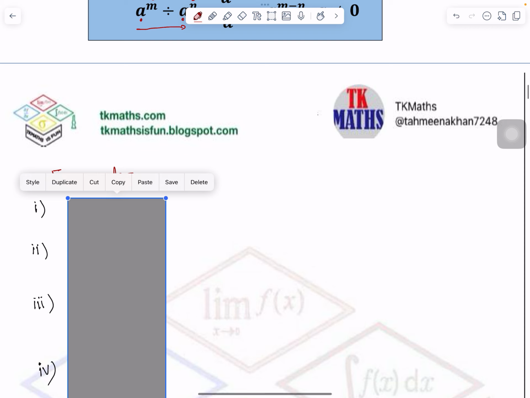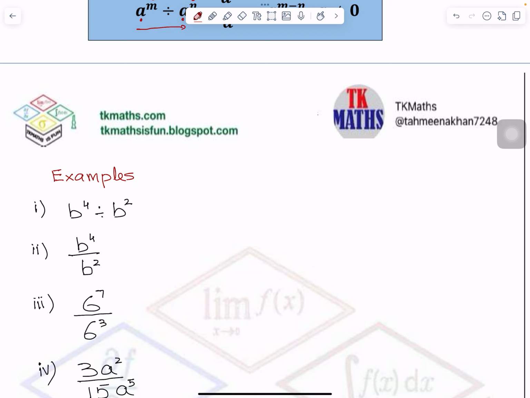Okay, let's see a few examples here. You see the bases are the same, so it means I will do 4 minus 2, which is b square. The same thing can be written like this: b power 4 minus 2, which is b power 2.